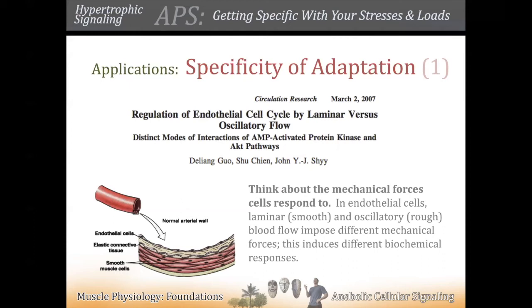So even if it's a blood vessel, what does the flow look like? Is it smooth? Is it rapids, oscillatory? Or do you have this sort of rough blood flow going? Then there are different mechanical forces that a blood vessel is going to respond to, and the adaptation is going to respond accordingly. Is this when periodization of training would be a smart approach?